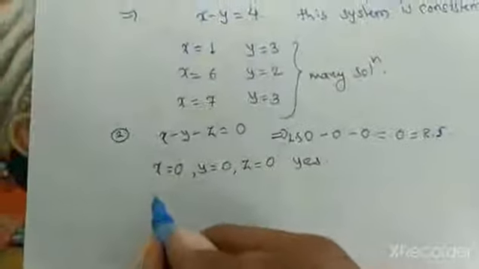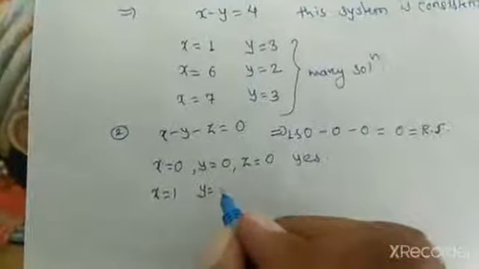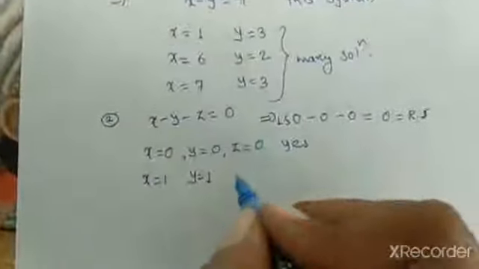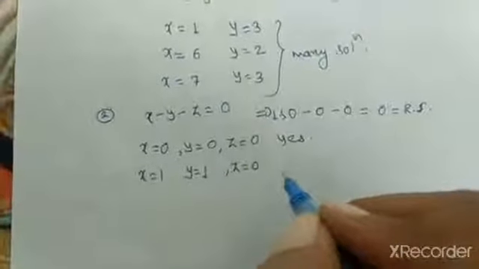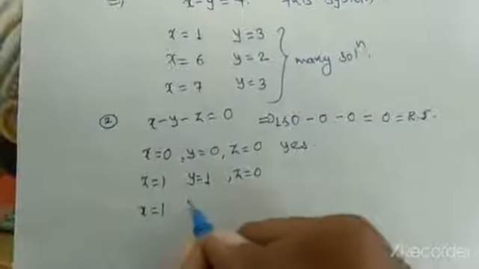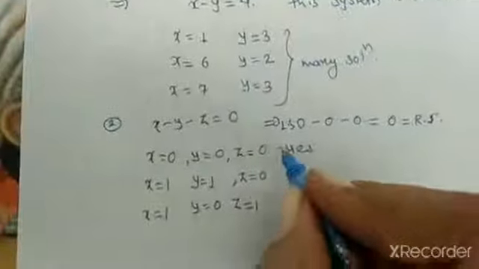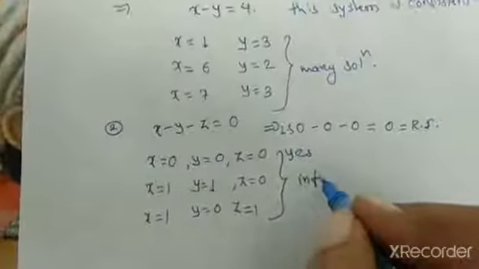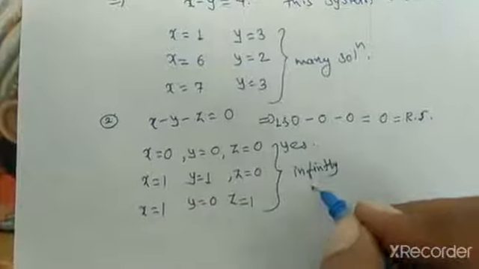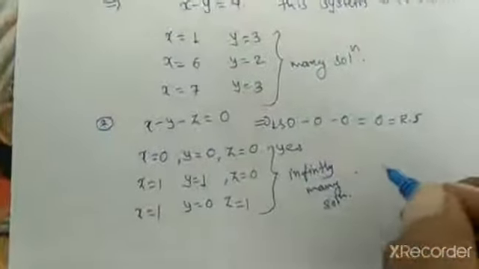If we consider x is equal to 1, y is equal to 1, therefore 1 minus 1 is 0, so consider z is equal to 0. It is a solution. Next, if you consider x is equal to 1, y is equal to 0, z is equal to 1, it is also a solution. Therefore there are infinitely many solutions. Therefore it is again a consistent system.